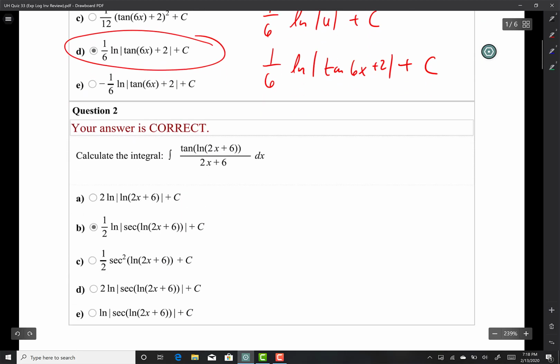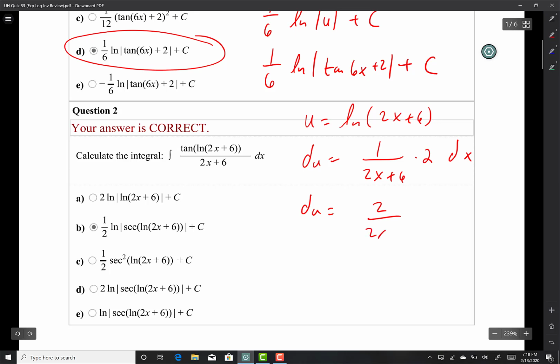So you got to look at it and you got to recognize something. I see an ln and I see a 2x plus 6 in the bottom. So I recognize that if I set u equal to ln of 2x plus 6, then du is going to equal 1 over 2x plus 6 times 2 dx. So let me rewrite it: 2 over 2x plus 6 dx.